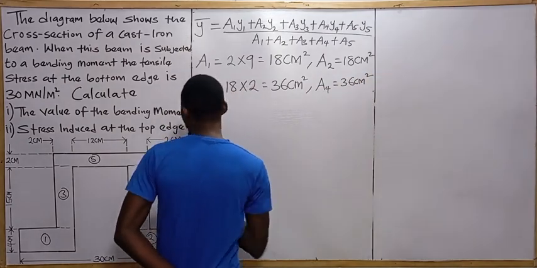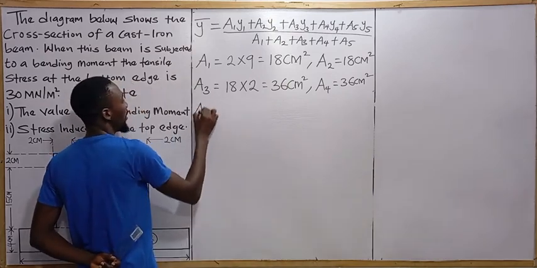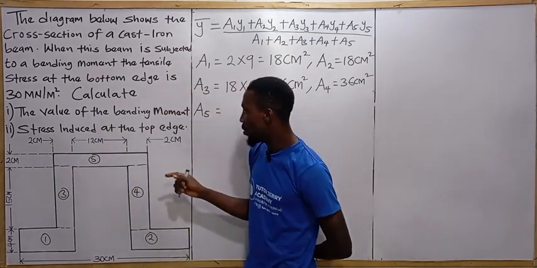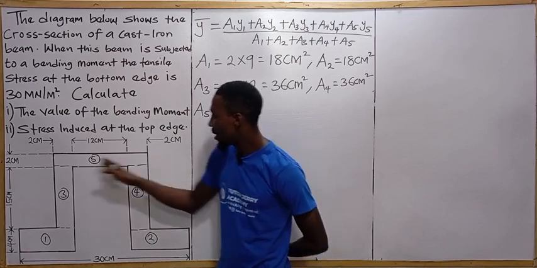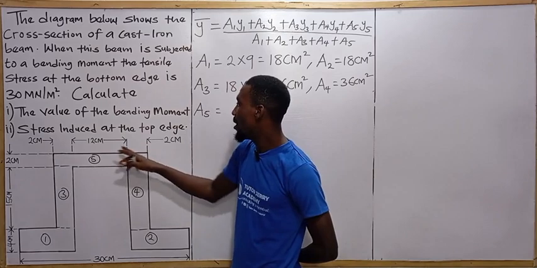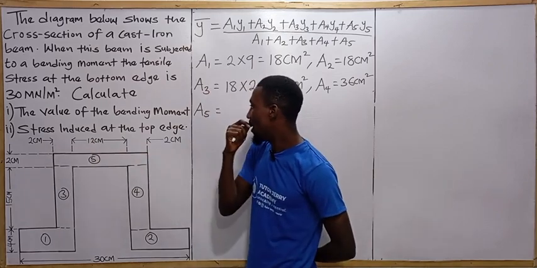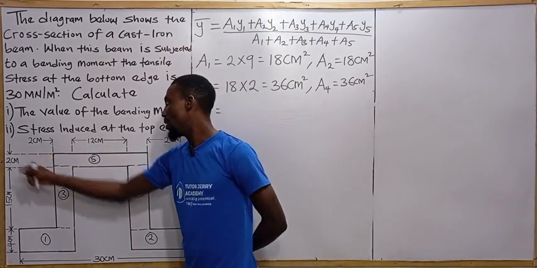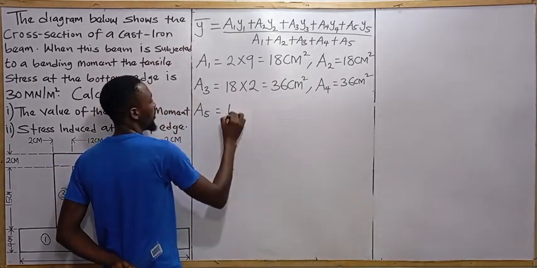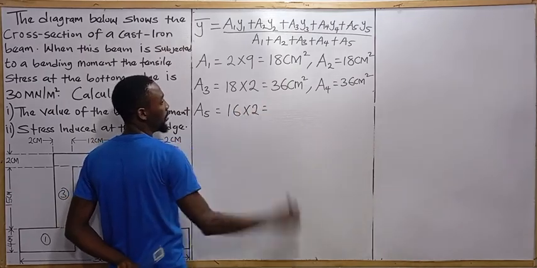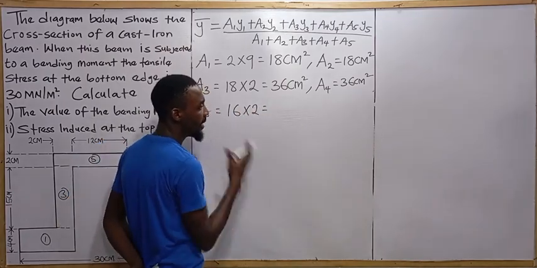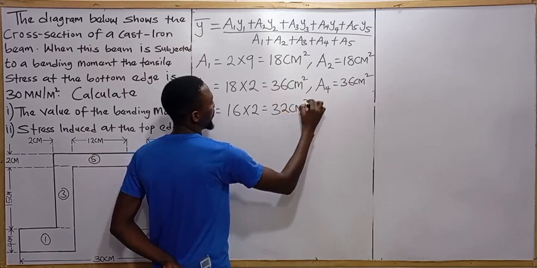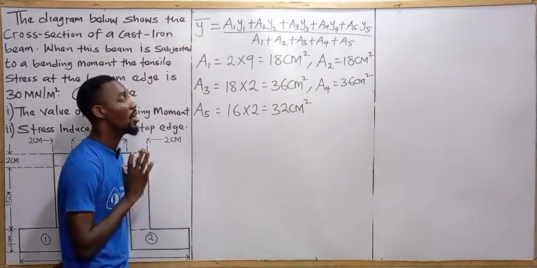All right. So let's go for A5 now. A5 is going to be equal to, this is the rectangle here. The total is 12 plus 2 plus 2. That is 14, 16. That is 16. And the width is what? That is 2. So 16 multiplied by 2 gives us 32 cm squared. So we are done with the calculation of all the areas.